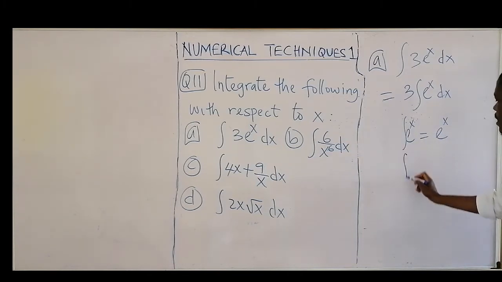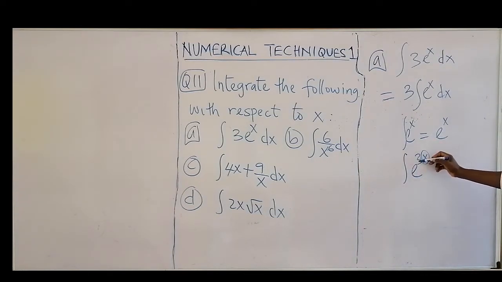But if there is attachment to that variable, which is 3 here, you're going to divide. The integral of the exponential will give you back the same function. But if there is attachment to the variable of the exponent, you divide by that attachment. Here the attachment is 1, so it has no effect. So that's that. This will become 3 times e^x plus c.